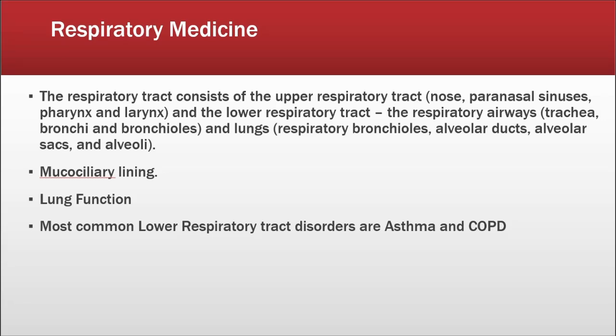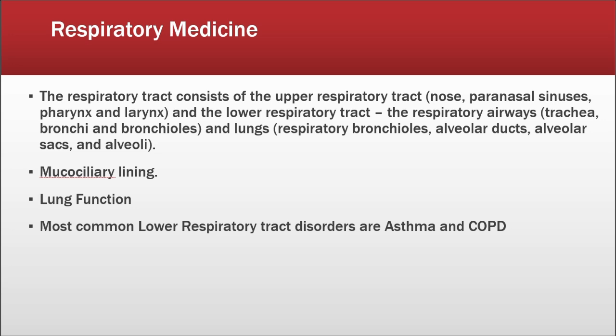Today we're going to continue with the medically compromised patients and we'll talk about respiratory medicine. Now, the respiratory tract consists of two parts: the upper, the nostrils, the paranasal sinuses, the pharynx, and the larynx; the lower respiratory tract, the trachea, the bronchi, and the bronchioles; and the lung itself, the bronchioles, the duct, the sacs, and the alveoli.